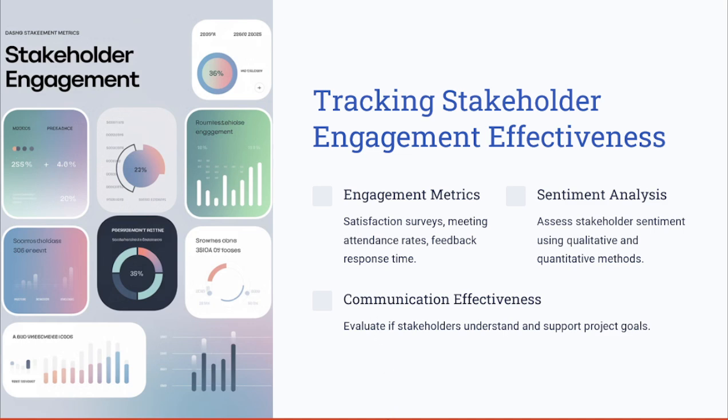Now let's talk about tracking the stakeholder engagement effectiveness. Stakeholder engagement effectiveness can be measured using key metrics such as the attendance rate, sentiment analysis, and response times. If the engagement between you and the stakeholder declines, corrective action should be taken to reinforce the stakeholder involvement and maintain the alignment with the project goals.